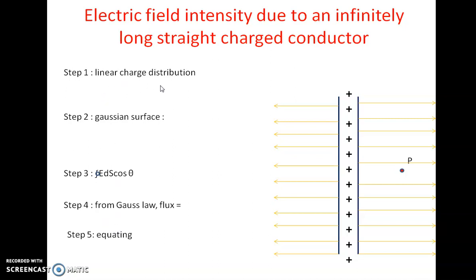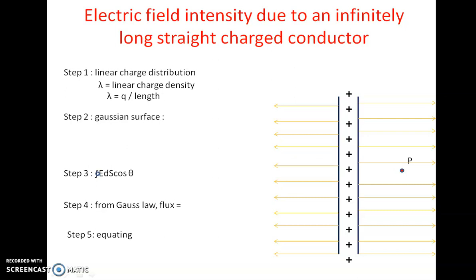So first we'll see what is the charge distribution. As you can see, this is a straight charged conductor. It is a linear charge distribution. The charges are distributed in one single straight line. So let lambda be the linear charge density. So lambda is equal to Q upon length. That is how we define linear charge density. Okay, so we have completed step 1.